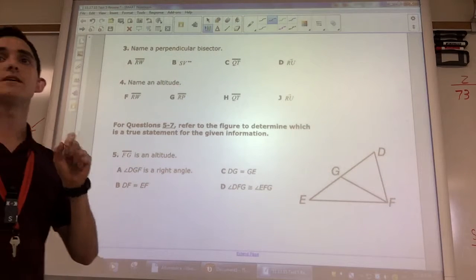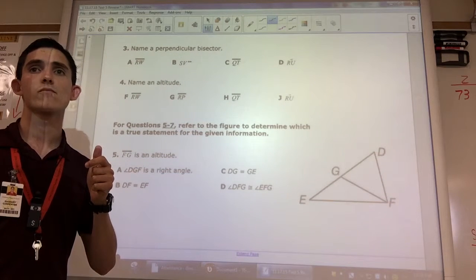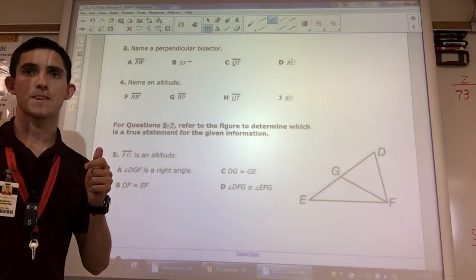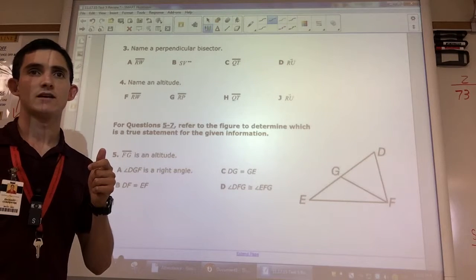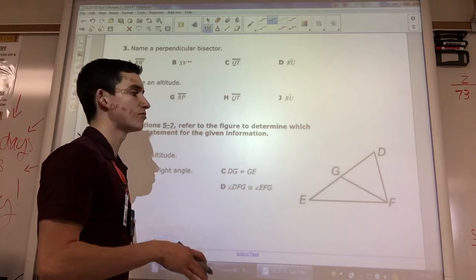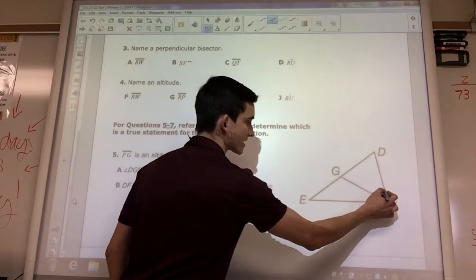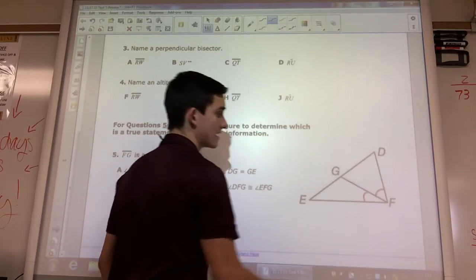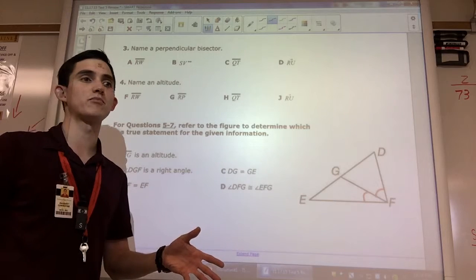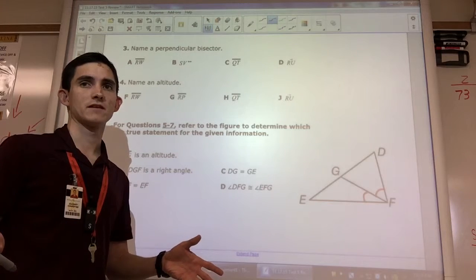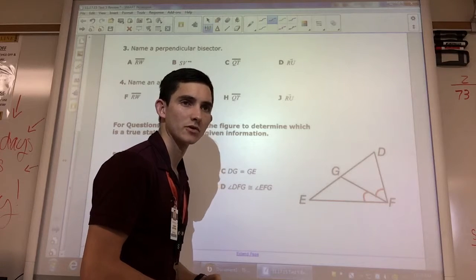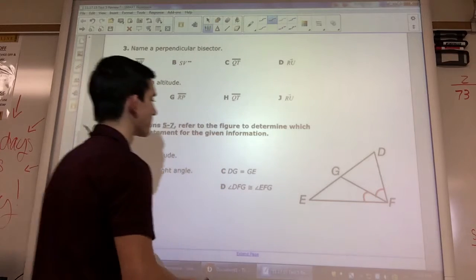If you don't, yes? When an angle bisector hits the other side, does it hit the midpoint? So an angle bisector does not necessarily hit the midpoint. There's only one thing it does. It bisects the angle. That's all it does. It could hit the other side's midpoint, but it doesn't necessarily.